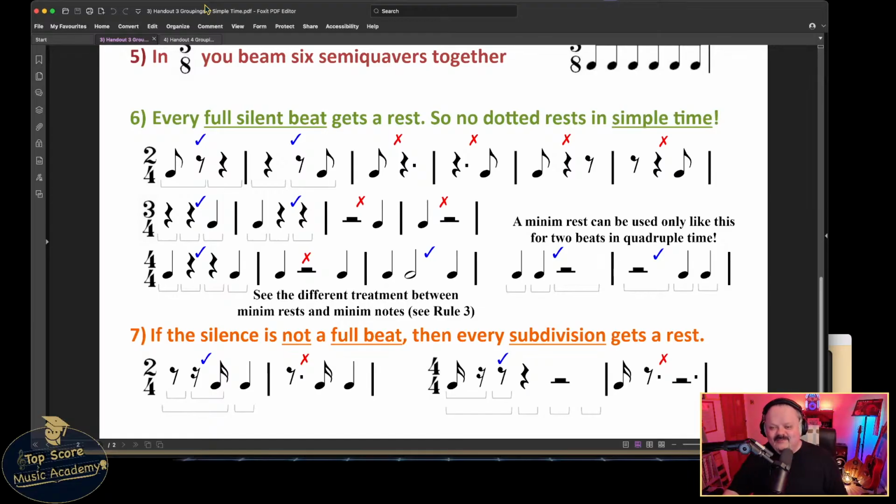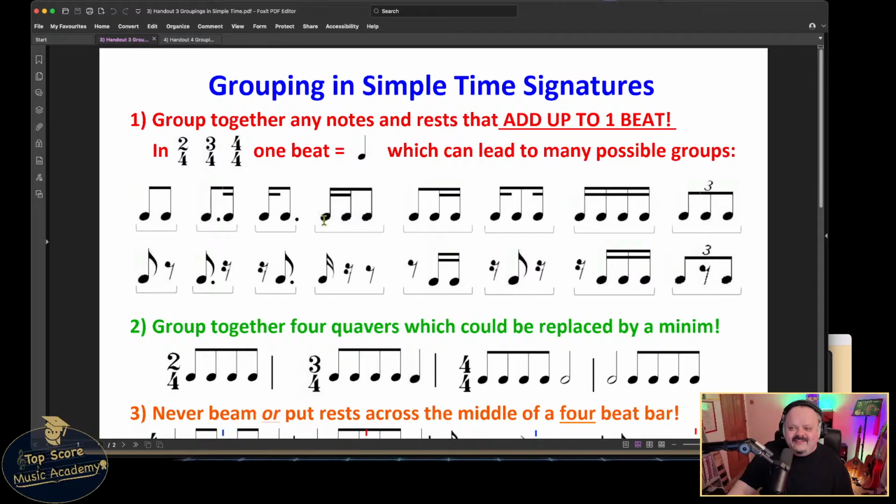Okay, moving on. Grouping. Yeah, this is one that students hate, so I wish I was drinking something stronger for this.